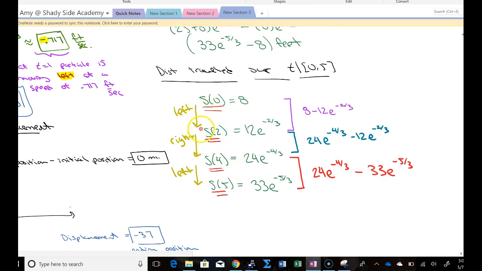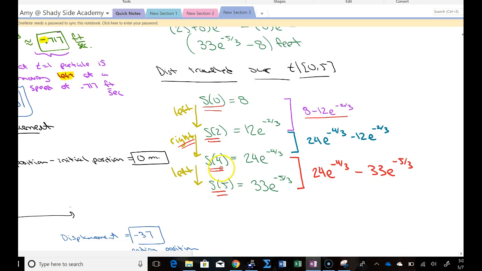I just said between 0 and 2, the particle is moving left. So to find the total distance traveled between time 0 and time t equals 2, I took the rightmost position minus the leftmost position, since the particle is moving left. This is the total distance traveled between 0 and 2. But now look at the time from 2 to 4. The particle's moving right, so the rightmost position is going to be this one, the rightmost position minus the leftmost position between 2 and 4 seconds, right?